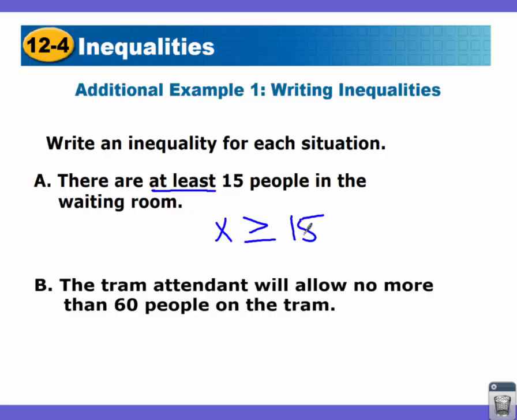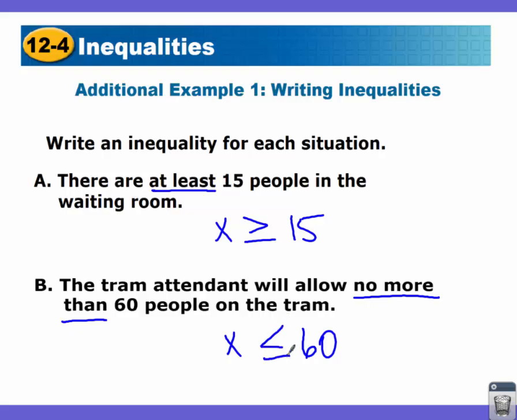B, a tram attendant will allow no more than 60 people on the tram. So again, the first thing we do is we write our variable, we write our number, and now we try to put in our sign. So what are the key words in this one? It says no more than. So that means that 60 is going to be the top number. But would 60 work? Yes, it would. So this number right here, this x, can't be any larger than 60, but it could be equal to 60.